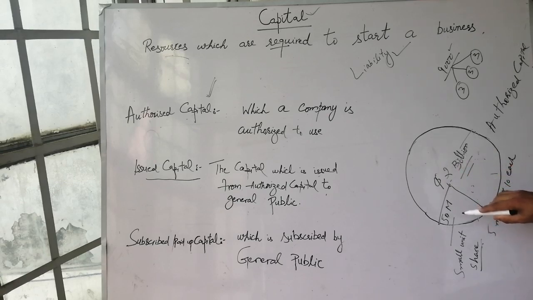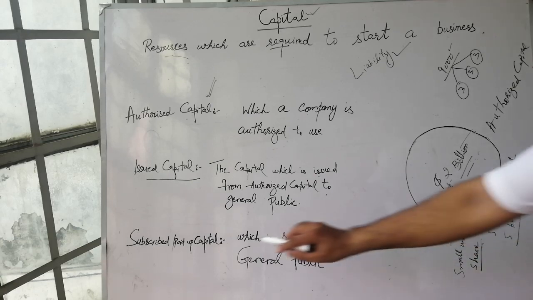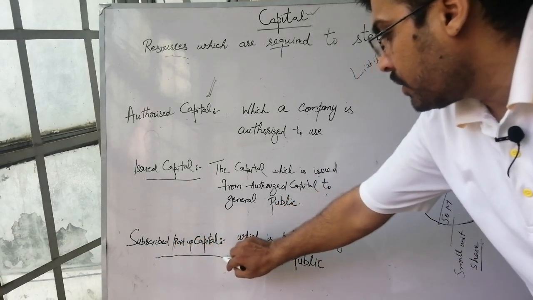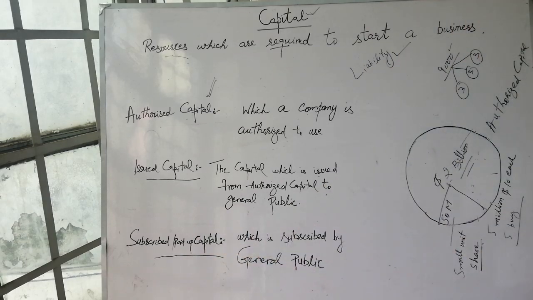So the 2 billion was authorized capital. The company needs only 50 million now, so the company will divide this 50 million into small units, and then issue them to the general public, and people will buy these shares. Suppose you issue 5 million shares and people buy 5 million shares. The shares which have been bought by the people are known as subscribed or paid up capital, for which the people have subscribed or paid up the capital.